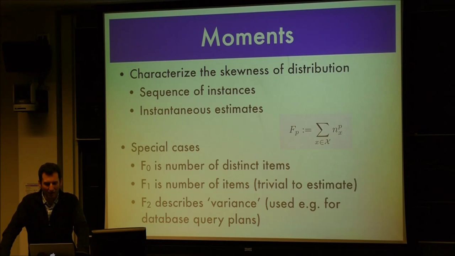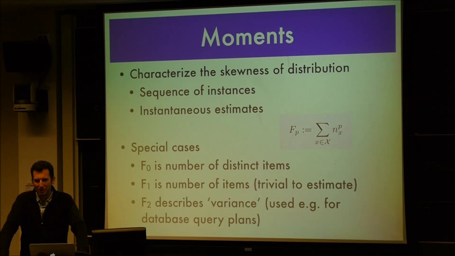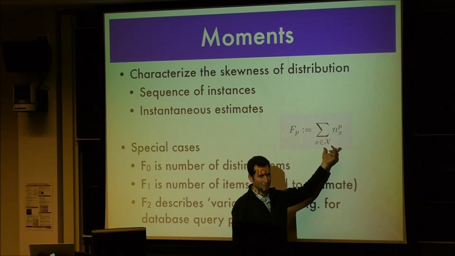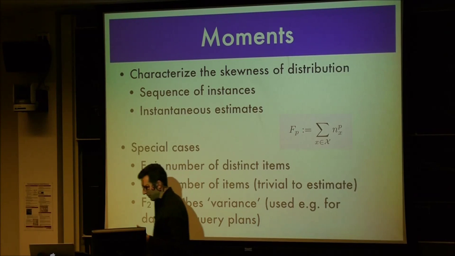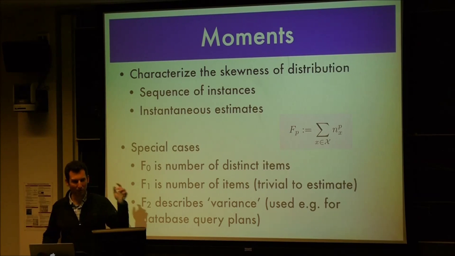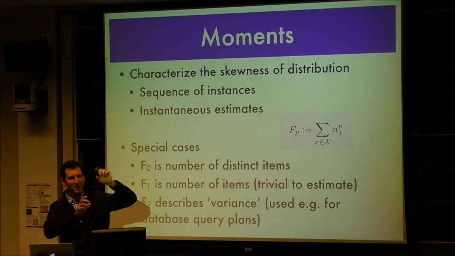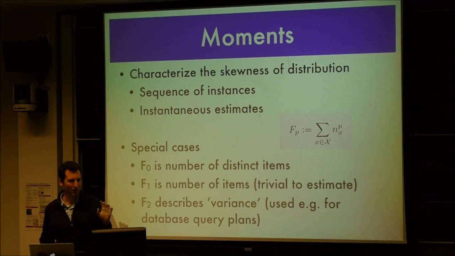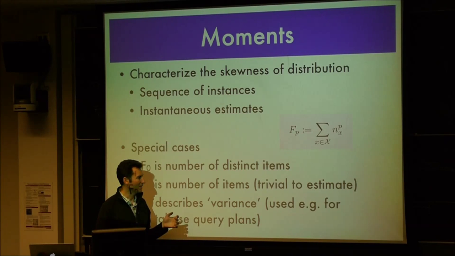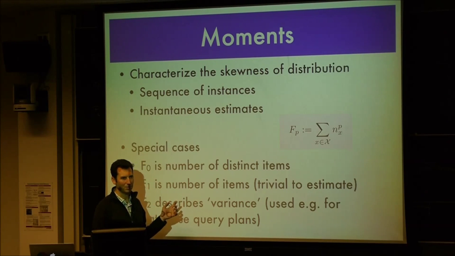F2 describes essentially something like the variance, so basically how skewed the counts are. This is useful if in any algorithm you at some point have terms that are quadratic in the number of interacting terms. Remember when we talked about min hash and how you implement it, at some point you had to emit, for all the collisions, all the matching pairs. This was quadratic in the number of matches that you had for a particular key. So that's where getting your hands on F2 would be really useful, because then you can possibly avoid some of those things.